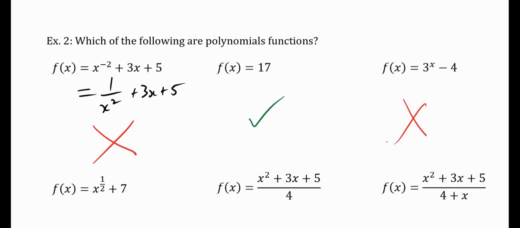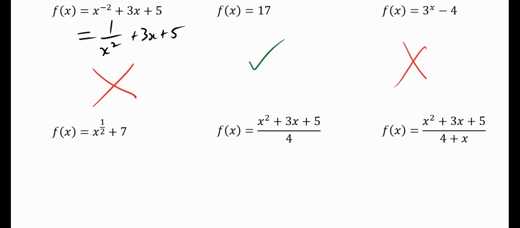x to the 1/2 plus 7. How could I rewrite this? Thank you. Square root of x plus 7. Square root functions are not polynomial functions. So that's what I mean by rational exponent. You can have fractions in the exponent. You can have negatives in the exponent.